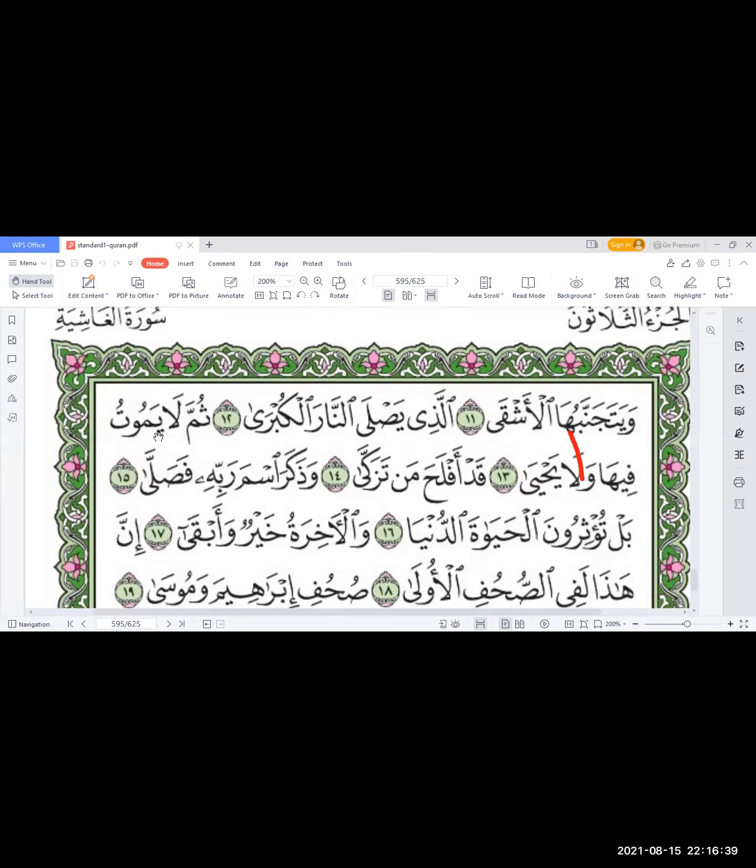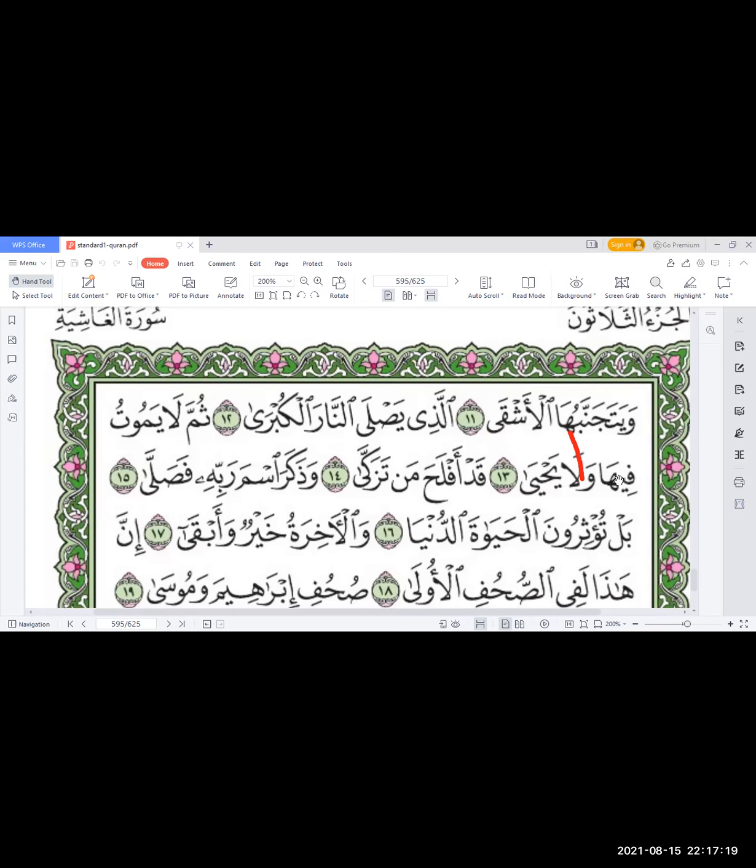So how do you translate this? Thumma? After that, they will not die in it and they will not live. They will not have life in there. Okay. Then after that, la. The lam alif, the la is a harf nafi. Nafi. So he will not die. He will not die. Okay. He will not die.